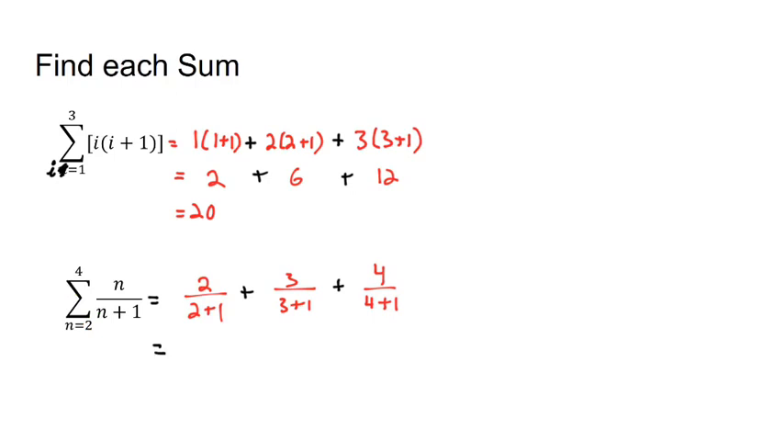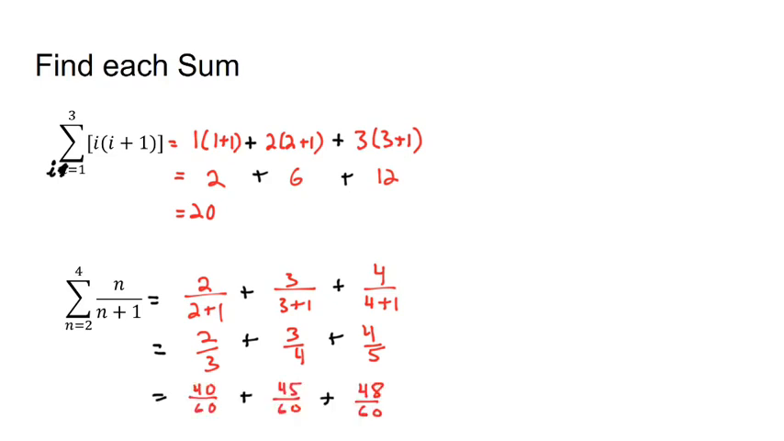Now lastly, let's do our evaluation and get our sum. We have 2/3 plus 3/4, plus 4/5. I've got to get a common denominator to add these up. I'll pause the video and work this out so you don't have to hear me bumbling through it.